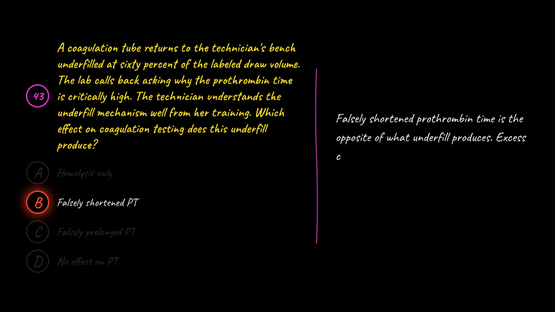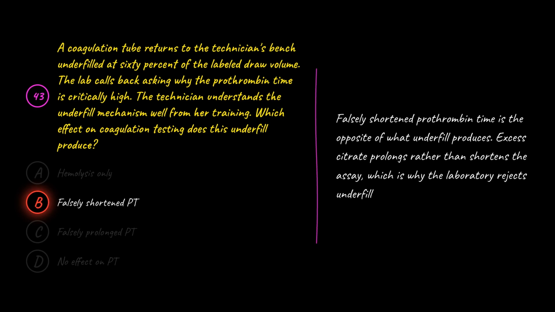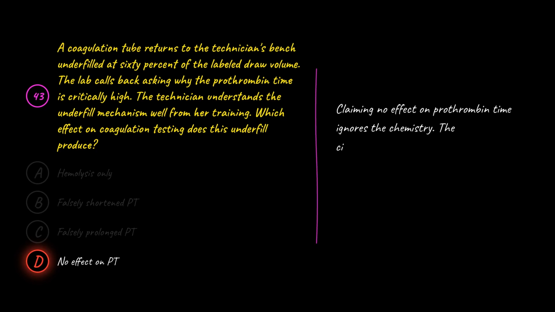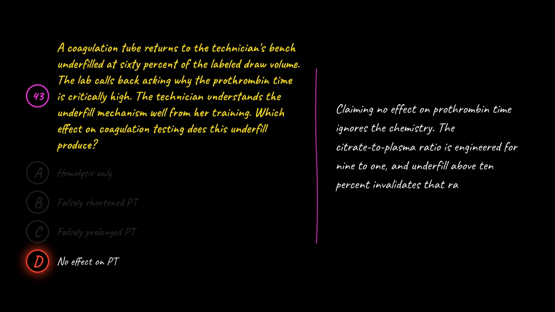Excess citrate prolongs rather than shortens the assay, which is why the laboratory rejects underfilled coagulation tubes and asks for a redraw before reporting. D is wrong because claiming no effect on prothrombin time ignores the chemistry. The citrate to plasma ratio is engineered for 9:1, and underfill above 10% invalidates that ratio enough to skew reported clotting times noticeably.